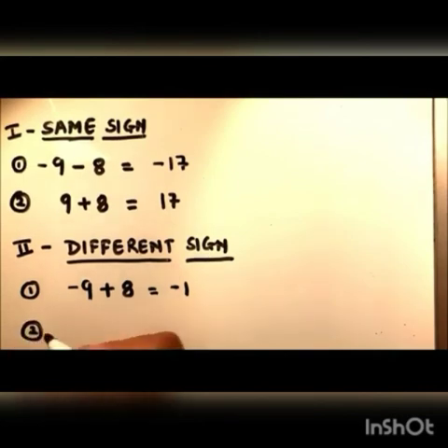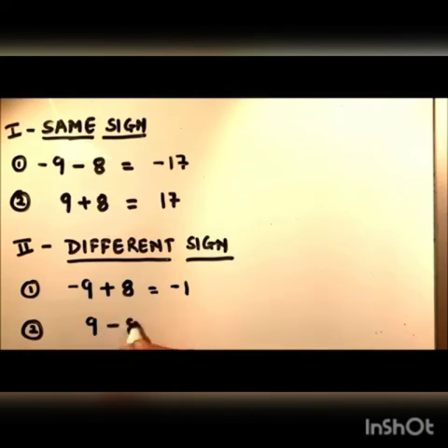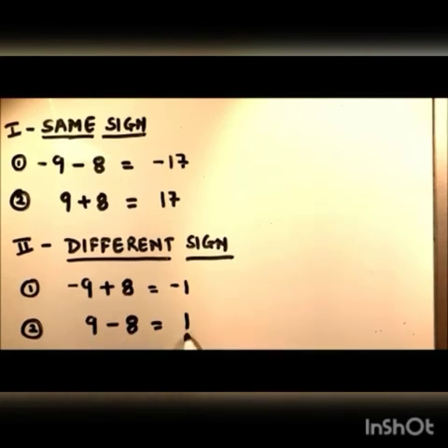Now another example, when we take 9 as positive and 8 as negative. We all know that 9 minus 8 is 1, and here the bigger number is 9, and 9 has a positive sign, so this will be plus 1. So in this way we can add and subtract integers. You just need to remember two things: if the numbers have the same sign, just add the two numbers, and if the numbers have different signs, subtract the two numbers, and you always have to keep the sign of the bigger number.